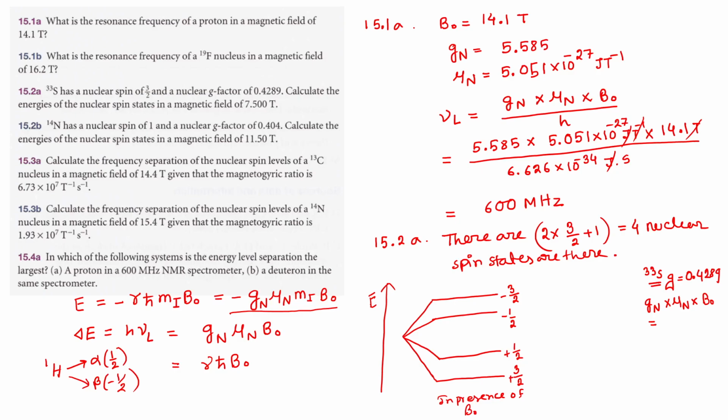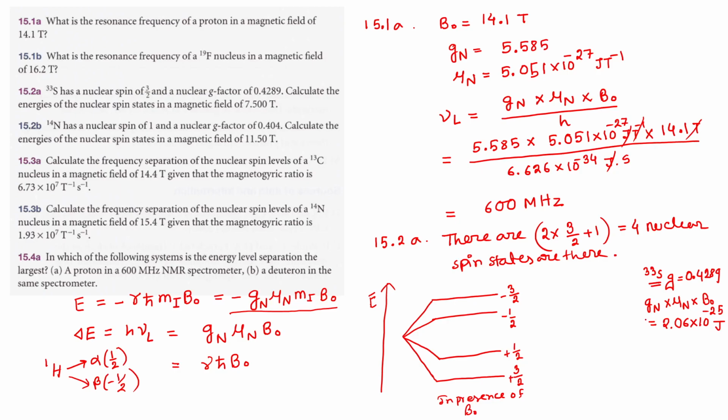That is actually equal to 2.06 times 10 to the power minus 25 joules. Because the unit of mu n is joule per Tesla, and B0 is in Tesla, so Tesla is gone and joule remains. Joule is obviously the unit of energy.